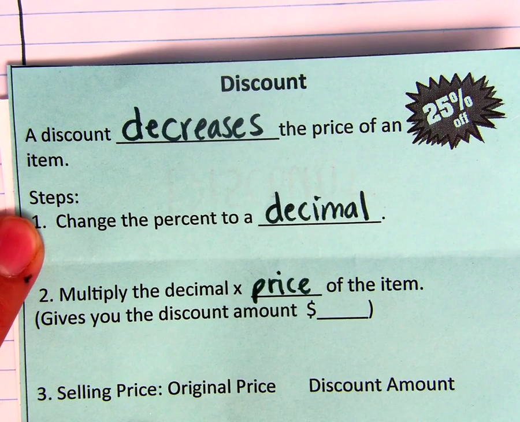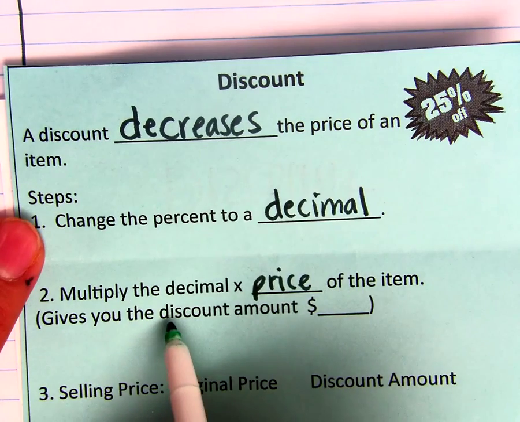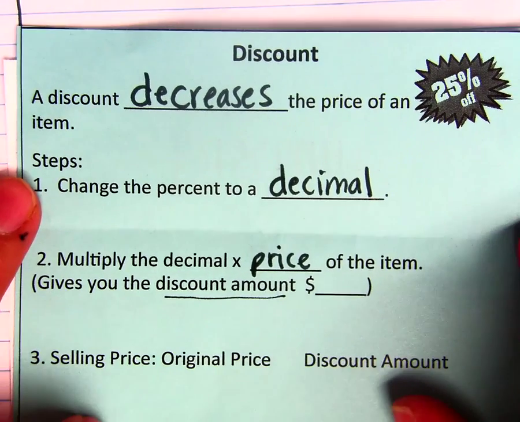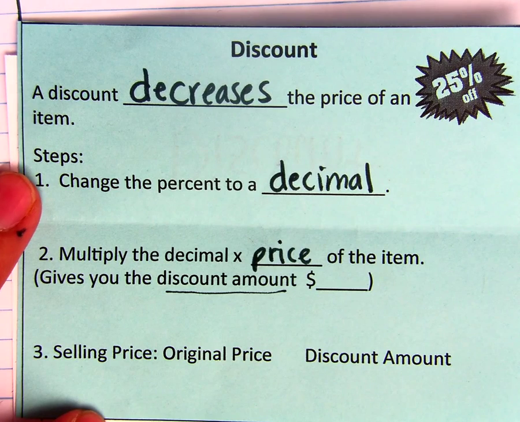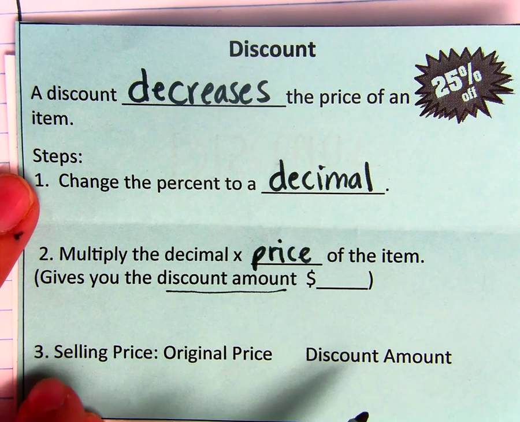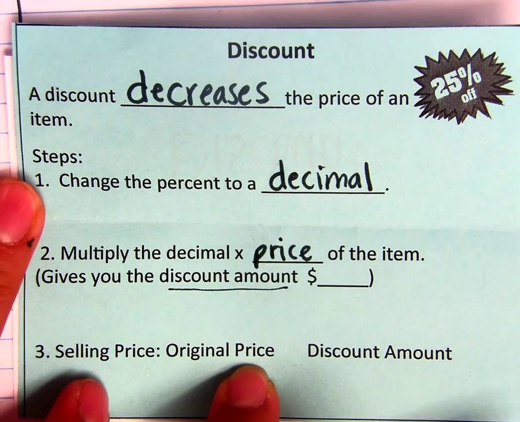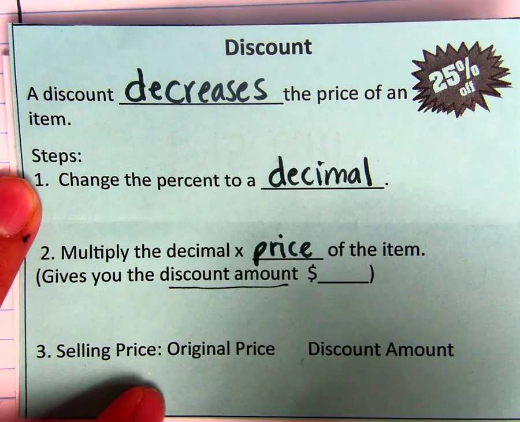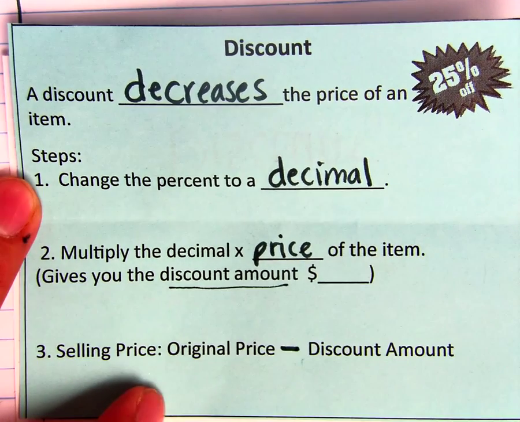Okay, so last time it gave us a markup. This time it's going to give us the discount amount. And now this time for step 3, the selling price is going to be the original price. Are we still going to be adding, or what do you think we do with the discount? We subtract minus the discount amount.